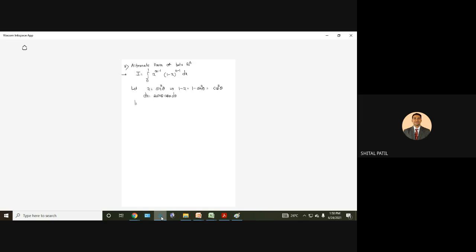Okay, now see how the limits will change. x equal to 0, theta equal to 0. x equal to 1, so sin square theta equal to 1, theta equal to pi by 2. Absolutely.